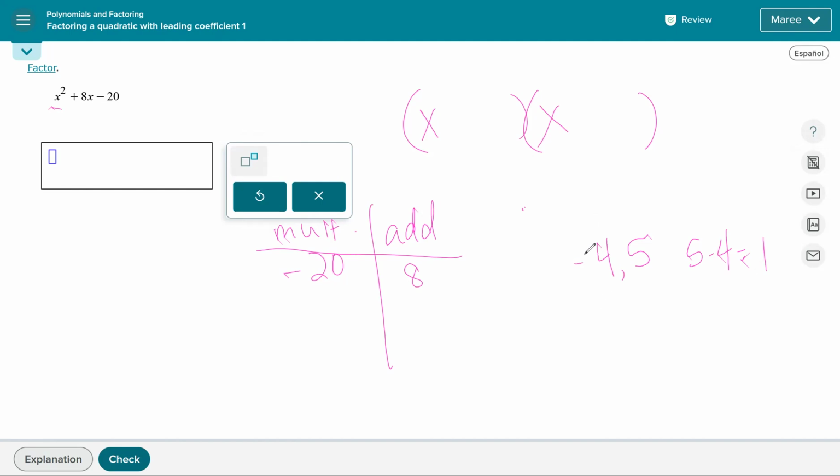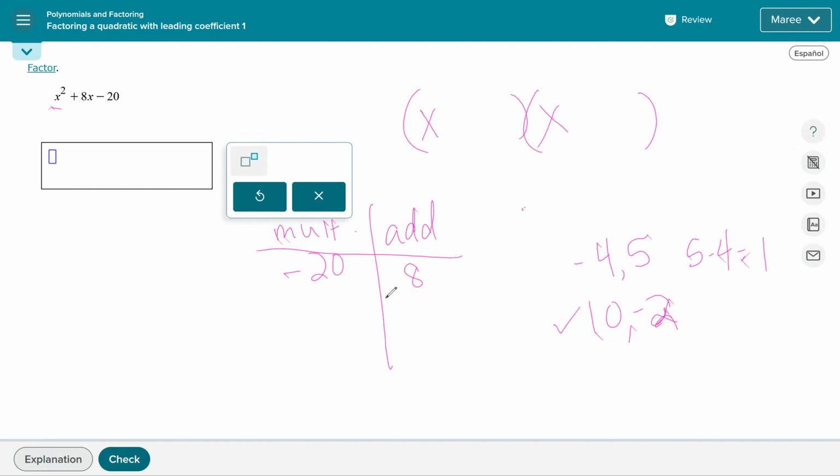How about -20 that adds to 8? How about 10 and -2? I thought, hey, the middle number's 8, so my bigger of the two needs to be positive. 10 minus 2 is 8. So this is the one.